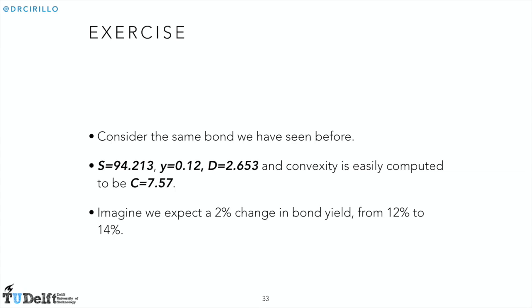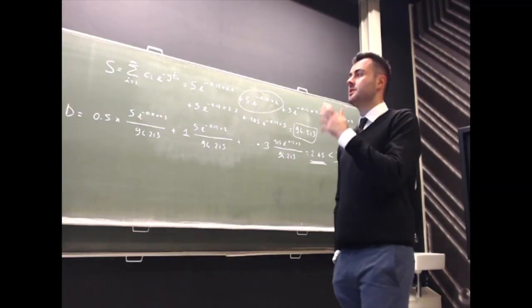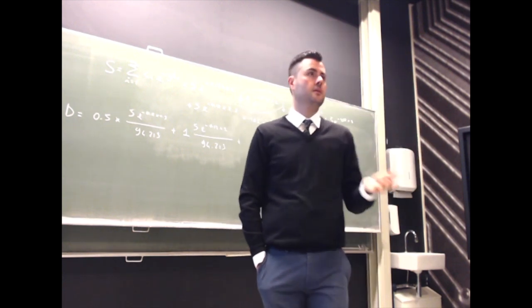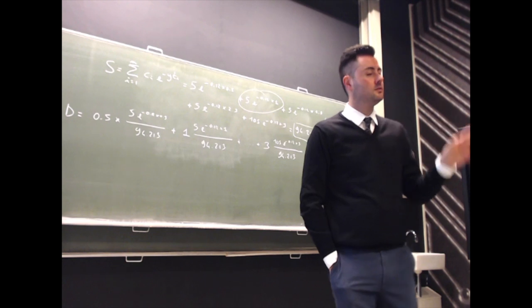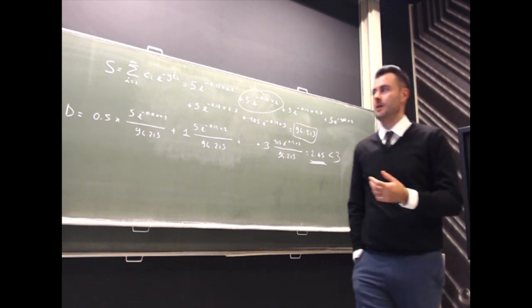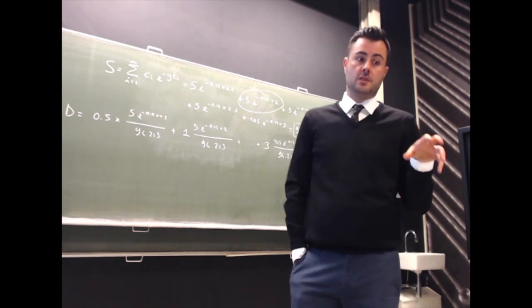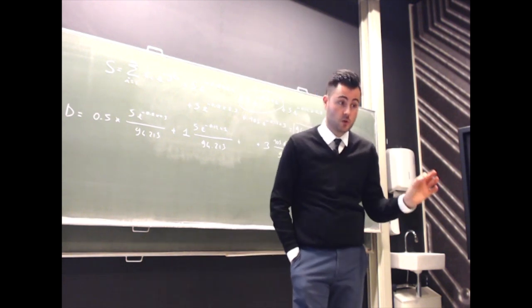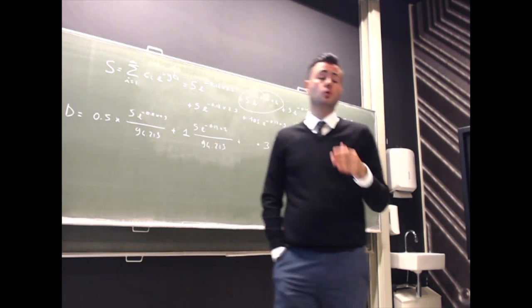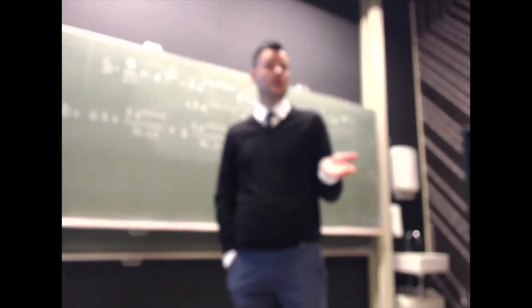Now, instead of a change of 10 basis points, so 0.1%, we think of a change of 2%. The change of 2% in interest rates is something extremely big. Okay, it's something that is not very common to be observed on the market. It's quite extreme. So we agree that 2% is not just 10 basis points. It is not a small variation, it's a large variation in the interest rates. So our yield would move from 12 to 14%.